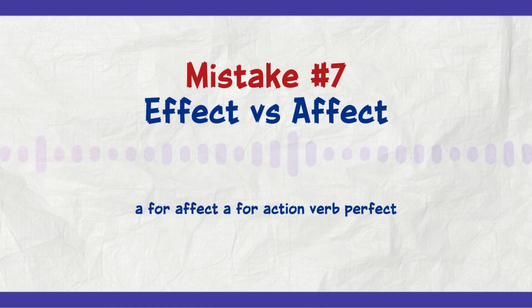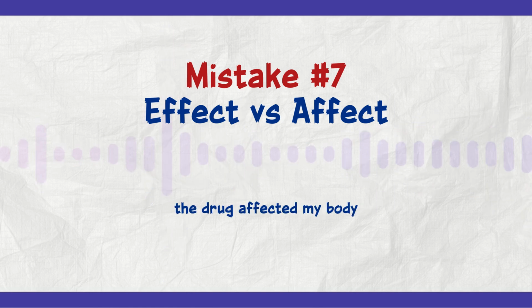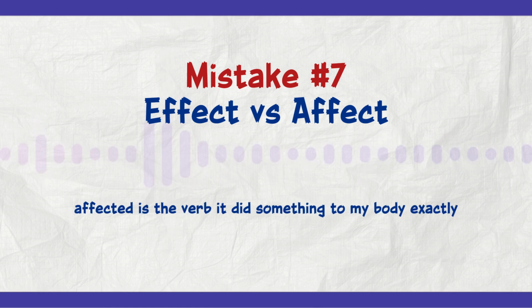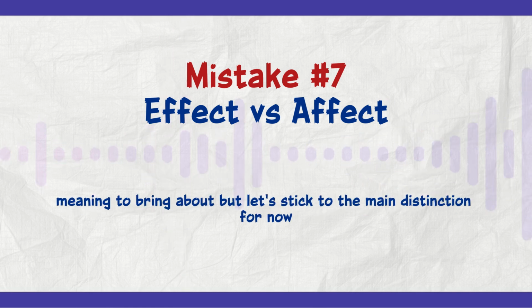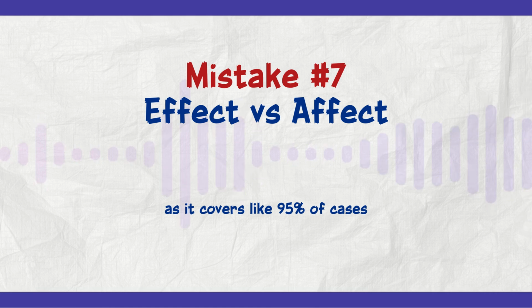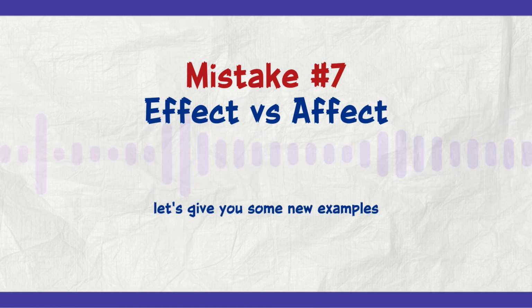Verb. Perfect. So the drug had a strong effect. Effect is the noun, the result. The drug affected my body. Affected is the verb. It did something to my body. Exactly. Now, there are some less common uses, like effect as a verb, meaning to bring about. But let's stick to the main distinction for now, as it covers like 95% of cases. Okay, good point. Let's give you some new examples.